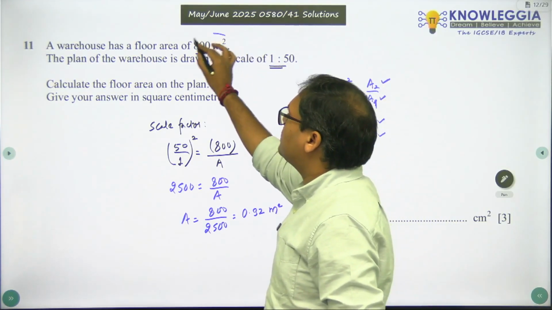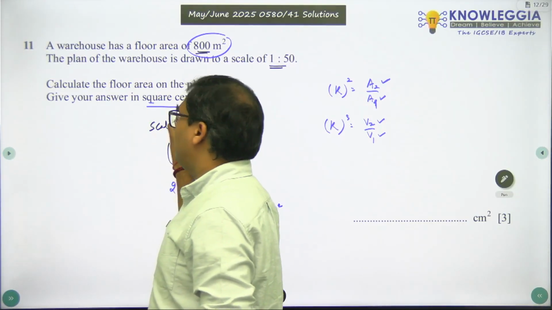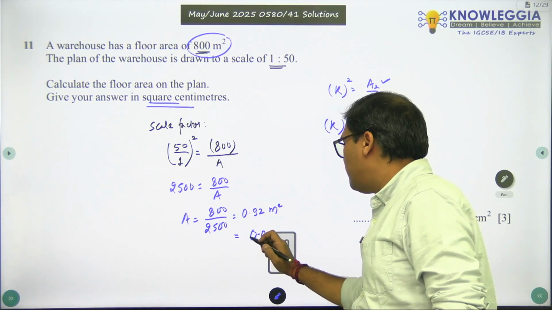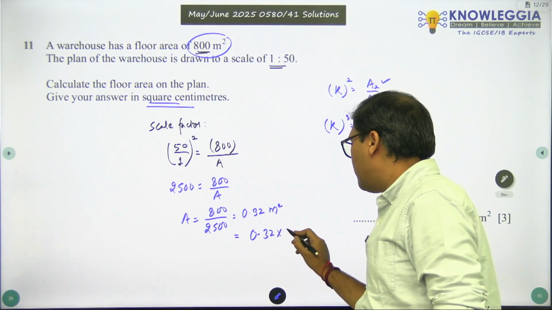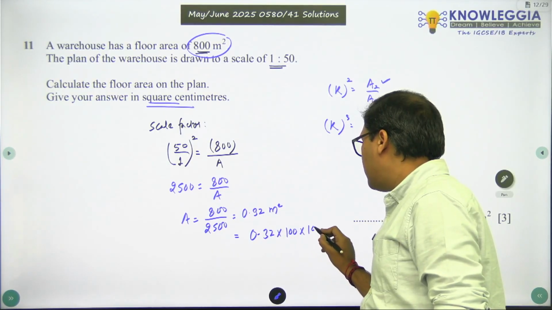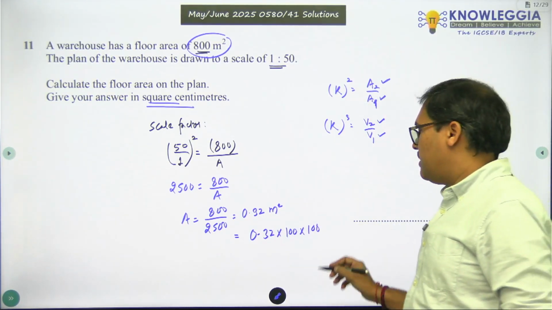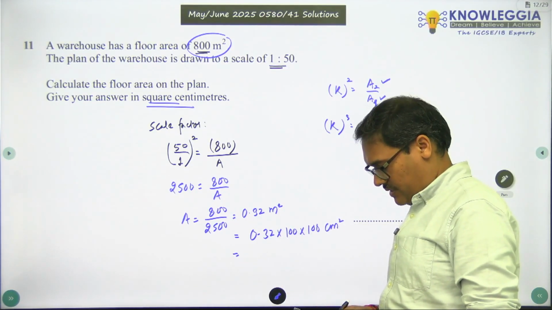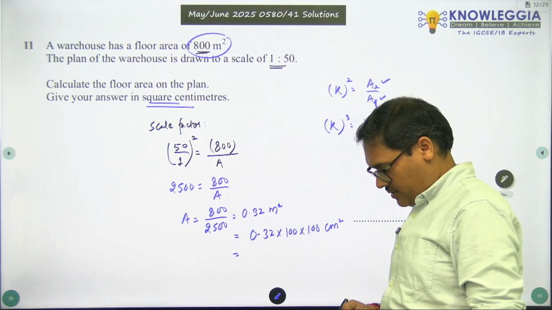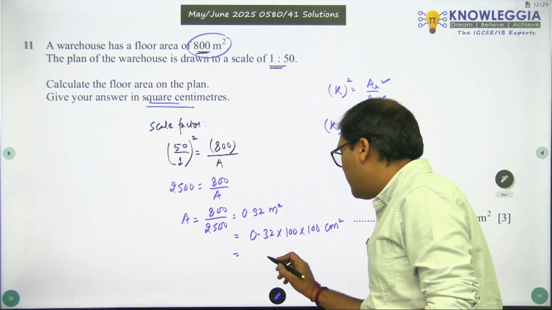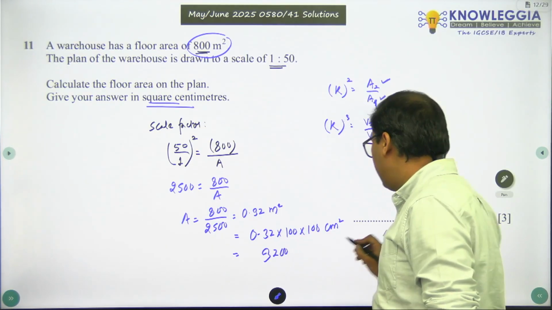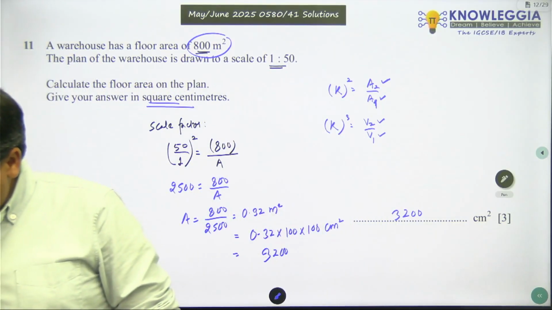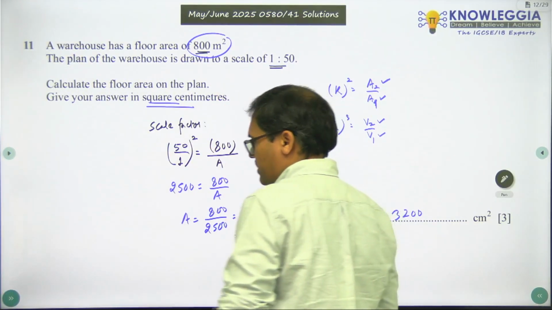Okay, the answer is in meter square, but you have to write the answer in square centimeter. So meter square to centimeter square, how will you do this? This is 0.32 into, we know 1 meter is 100 centimeter. So 1 meter square is 100 into 100 centimeter square. So this is multiplied with 100 multiplied with 100, which is 3200 centimeter square. So what is the correct answer? 3200 is the correct answer for this question.